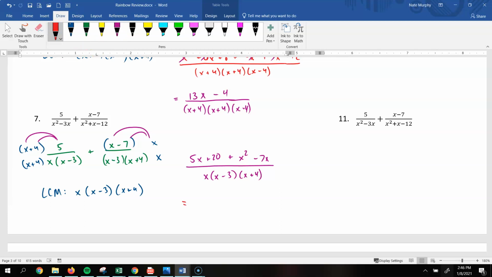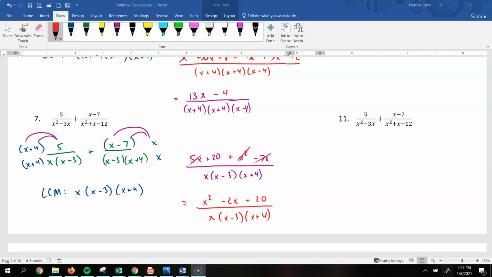So x squared, let's just start with that. There's no other x squared. 5x minus 7x is negative 2x. And we have plus 20. And then we would have x times x minus 3 times x plus 4.